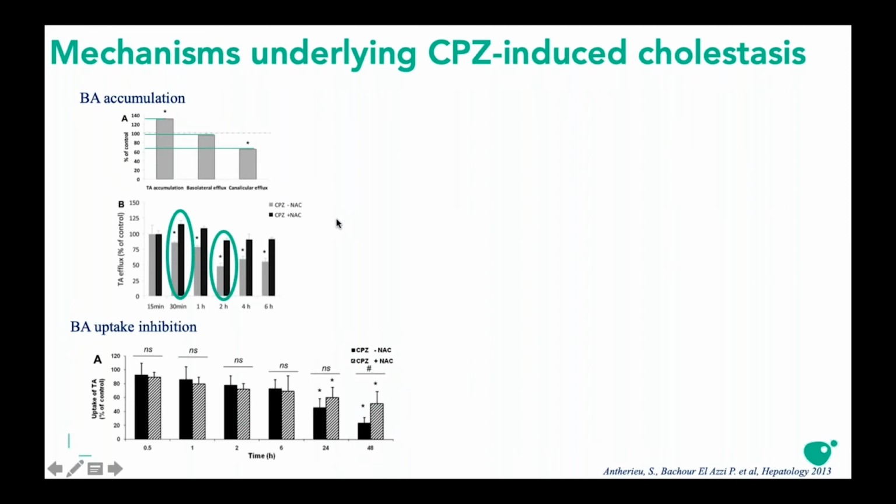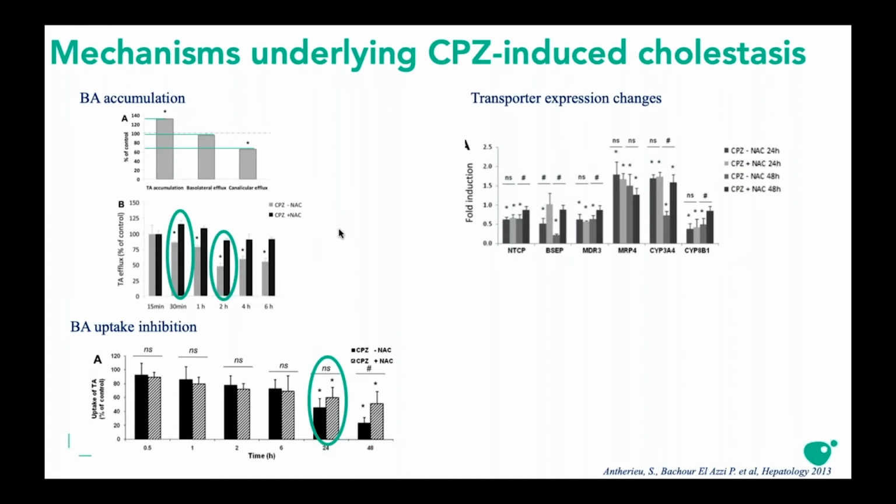In addition, NTCP activity, assessed by measurement of taurocholic acid uptake, was inhibited starting after 24-hour exposure to chlorpromazine. Importantly, this inhibition was not prevented by the antioxidant co-exposure. Then we did a transcriptomic study to assess the effect of chlorpromazine on the mRNA expression of main bile acid transporters and metabolizing enzymes. Chlorpromazine inhibited the expression of NTCP and BSEP in agreement with the activity decrease. It also inhibited MDR3 and CYP8B1 and induced the expression of MRP4.